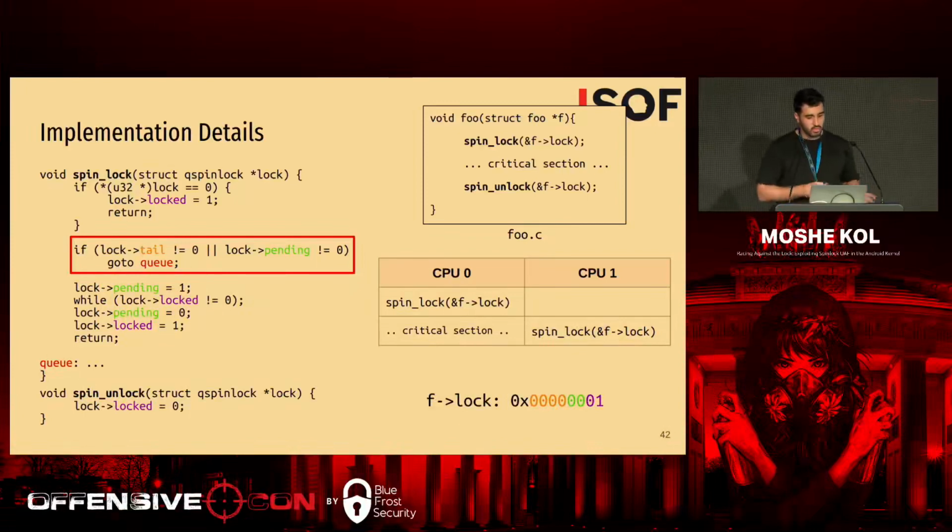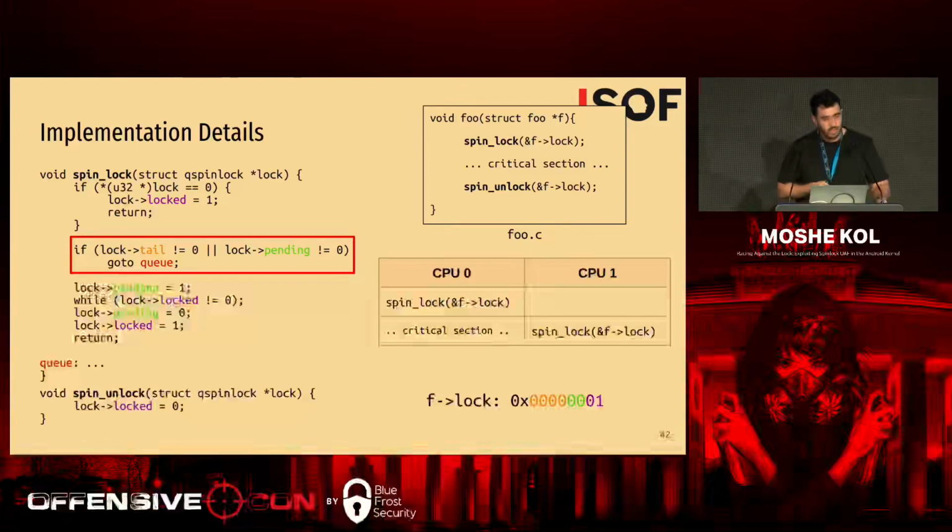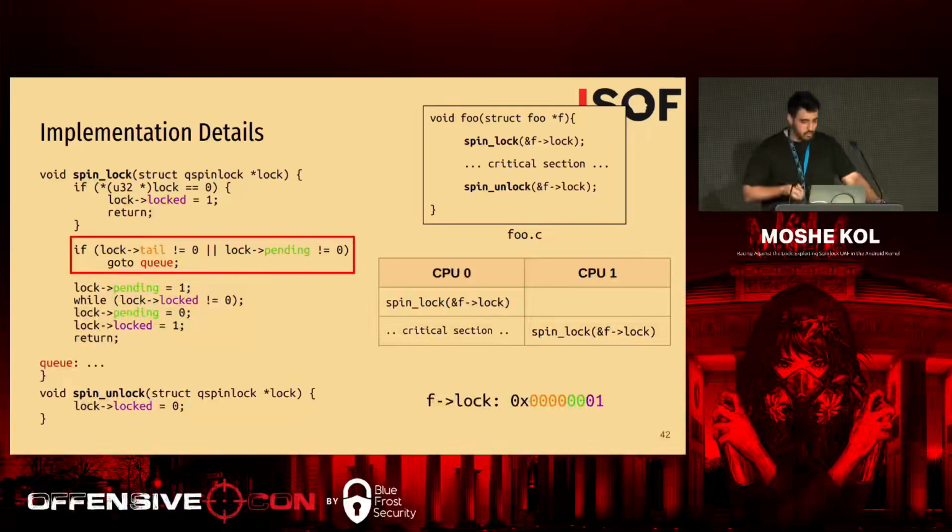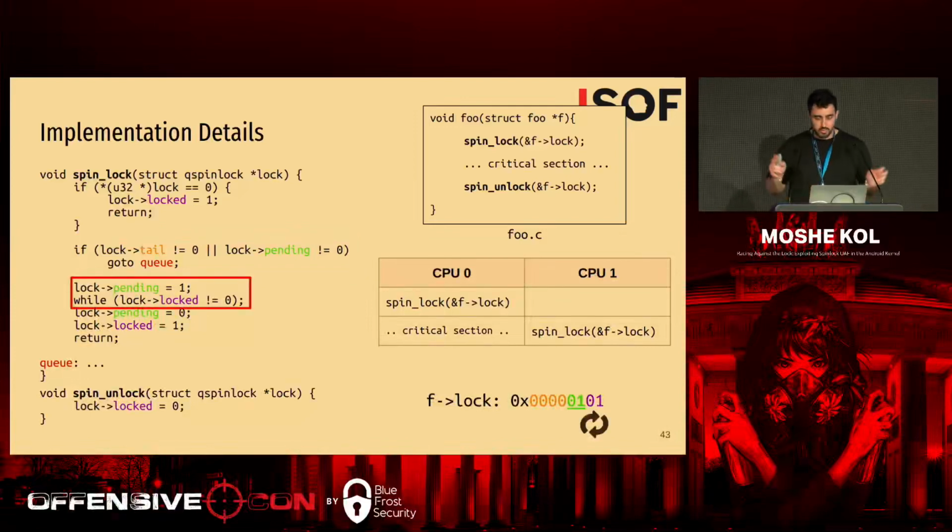There it will check the tail and the pending bytes. If either of them is not 0, it will immediately jump to the queue label, in which it will place itself at the end of the queue and spin on its own accessible value. But in this case, it will see that the tail and pending are all 0, so it will jump to the optimistic spinning phase, in which it will set the pending byte to 1 and will spin on the locked byte until it becomes 0.